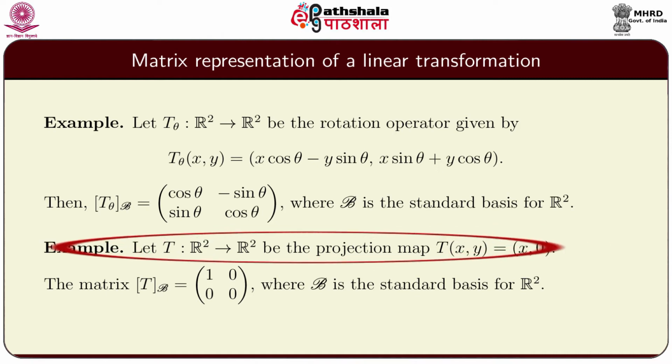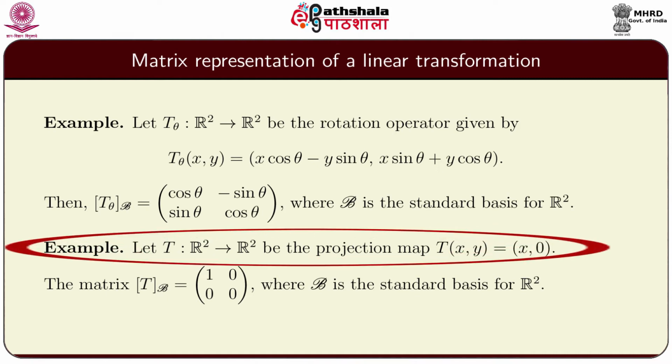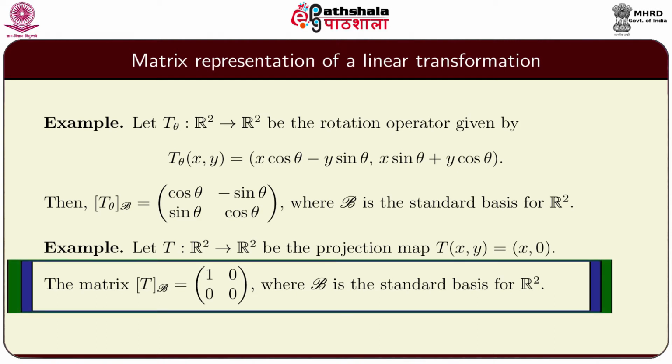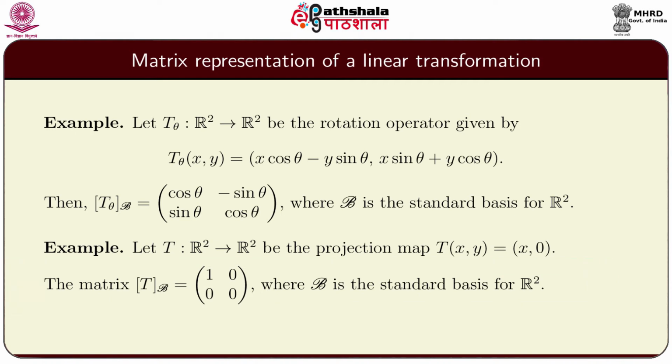Let us go to the next example. Look at the projection map T from R2 to R2 given by T of (x, y) equal to (x, 0). So, this is again the projection onto the x axis, and with the choice of the standard basis for R2, the matrix representation for T would be the matrix with the first row 1 0 and the second row 0 0. Again, it is easy to understand because the first column (1, 0) would be T of E1 and the second column (0, 0) would be T of E2.